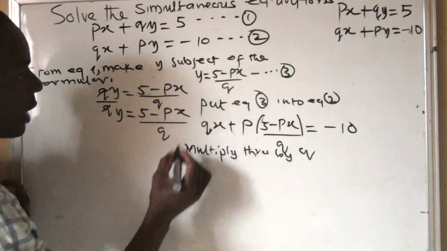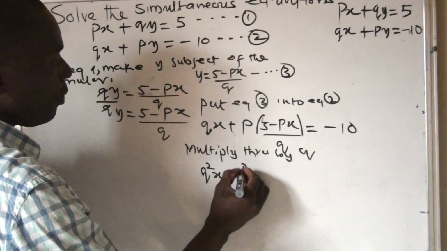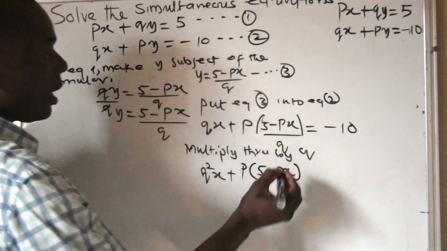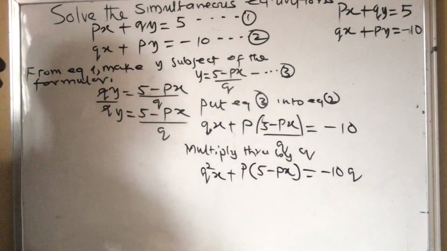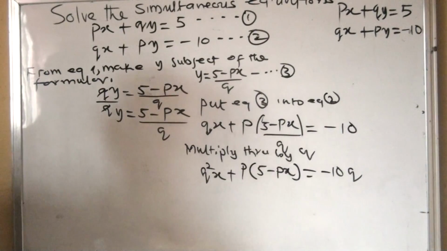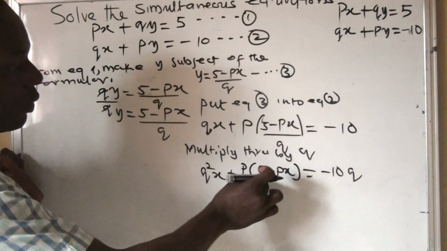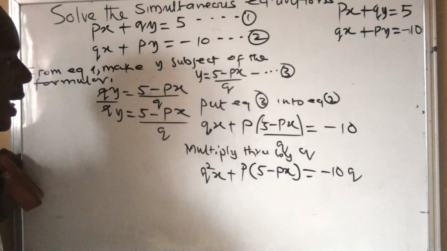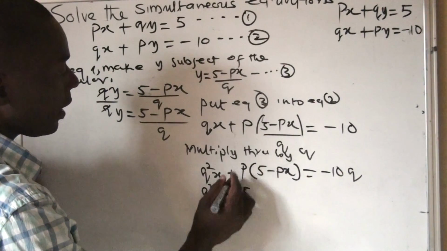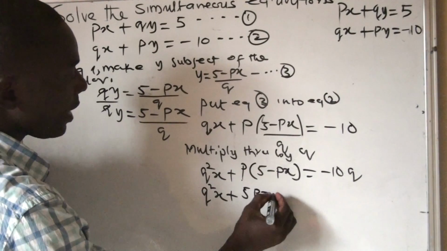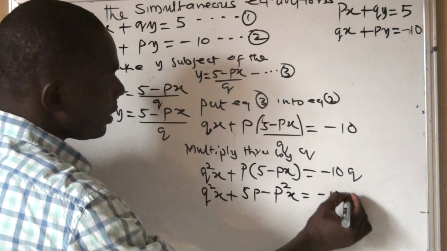So q times qx gives us qx squared, q times this becomes p open bracket 5 minus px, and on the right hand side, q times minus 10 will give us minus 10q. Here we open this bracket, this p will be distributed within this bracket, it will multiply 5 and minus px, and if we do that, this will become q squared x plus 5p minus p squared x is equal to minus 10q.